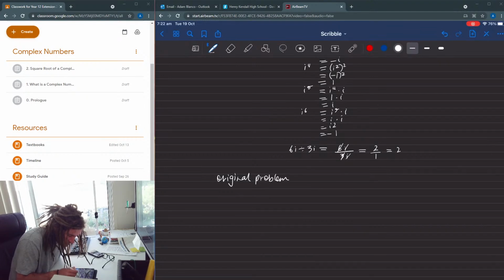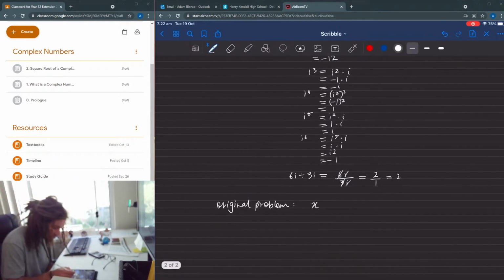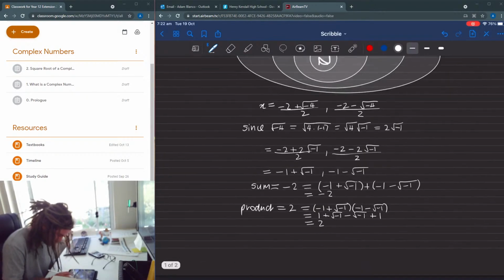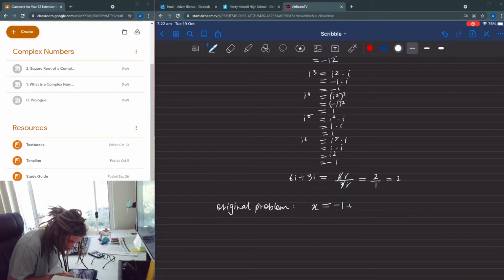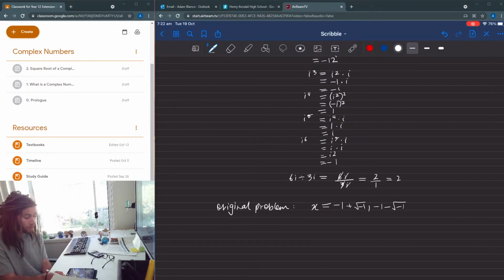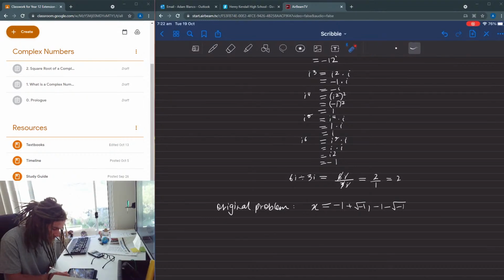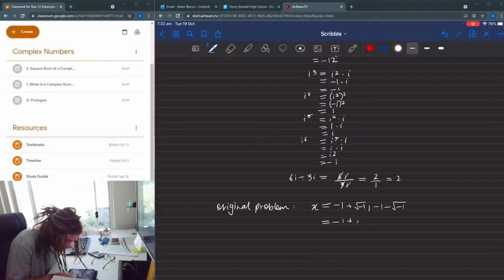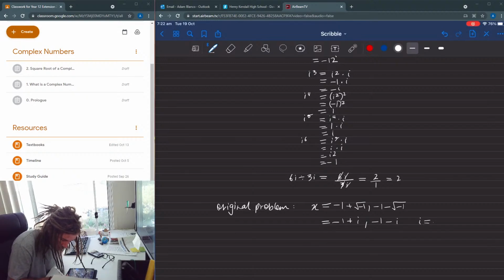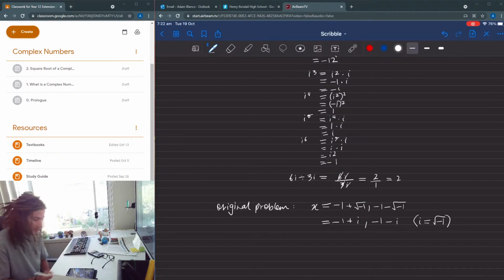which is kind of our theme of investigation, we had our unreal roots, or our imaginary roots. Now what were they? They were minus 1 plus root minus 1, and minus 1 minus root minus 1. So these are our original roots. Now I can rewrite them because I know that root minus 1 is just i. So I can rewrite these as minus 1 plus i and minus 1 minus i, where i is equal to the square root of minus 1.